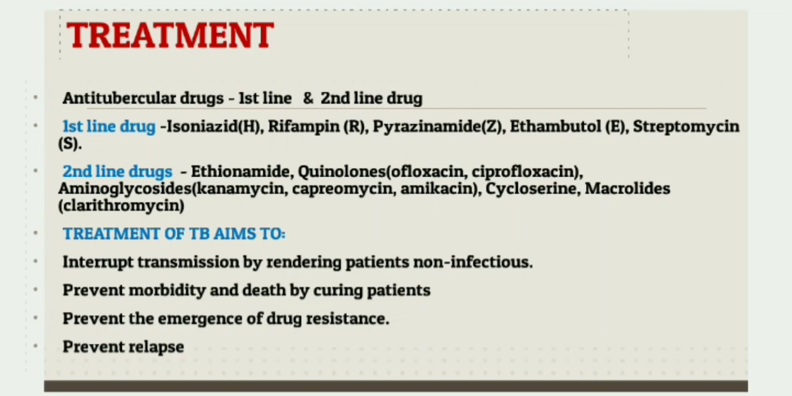Another aim of treating the TB patient is to prevent the emergence of drug resistant TB. And the fourth aim is to prevent the relapse or the deterioration of health after an improvement from the TB. To achieve all these goals, we are applying some strategies like multi-drug therapy, short course therapy, two-phase chemotherapy and directly observed treatment.